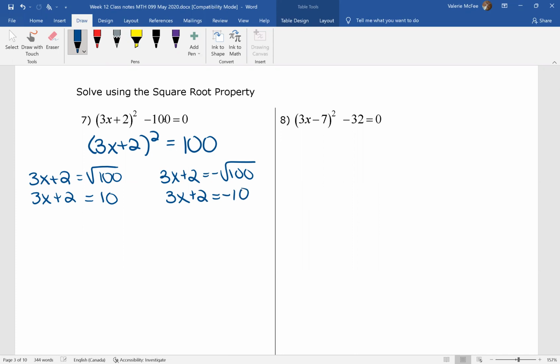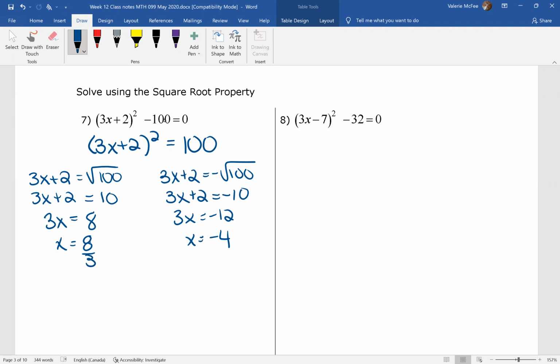And again, I think these equations illustrate why, right from the beginning, I said you should always write this as two equations. These are simple linear equations now. We're going to subtract 2 so that we can get to our variable and divide by 3. Subtract 2 and divide by 3.